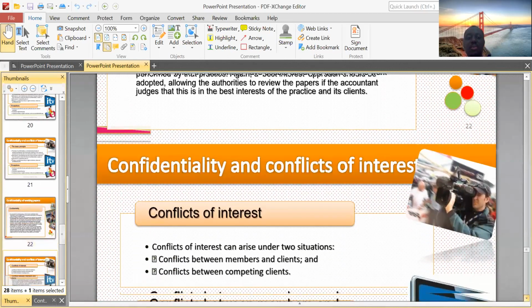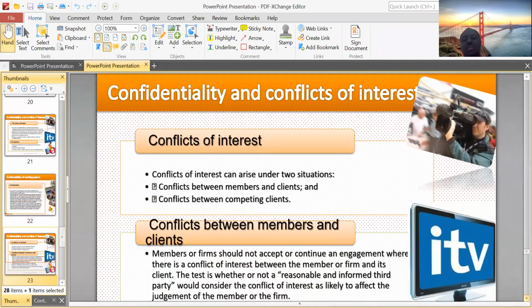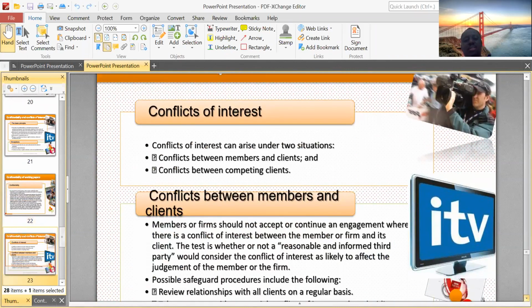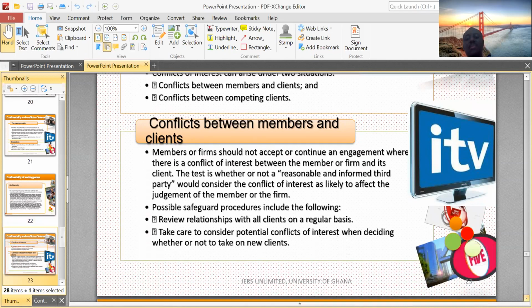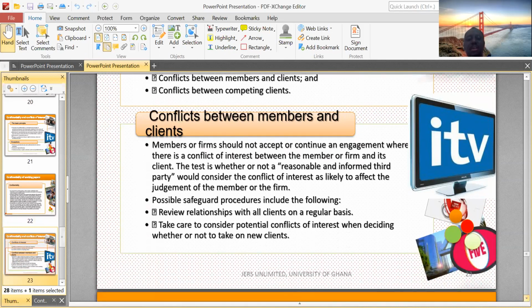doing a quality job. So let's talk about confidentiality and conflicts of interest. Conflict of interest can arise under two situations. Number one, conflicts between members and clients, and number two, conflicts between competing clients. So let's talk about conflict between members and clients for a moment.